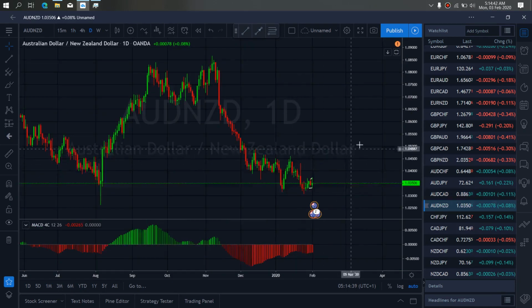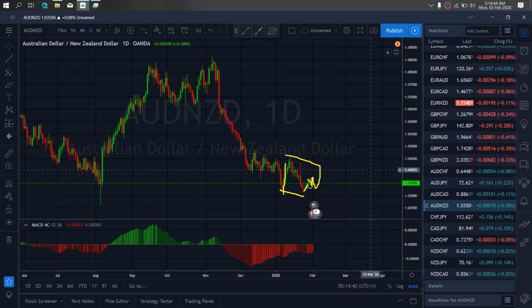So what on Aussie New Zealand this week? Aussie New Zealand is presently in this correction of this climb up. We expect them to give us this C wave of this sideways ABC. But they will drop, retest, and tag this low, and then head back to the upside with the buy setup.